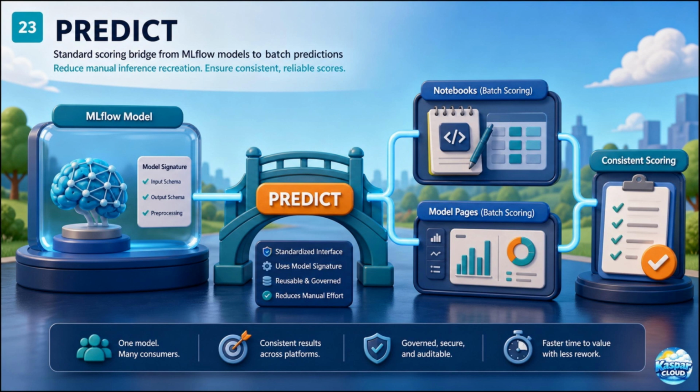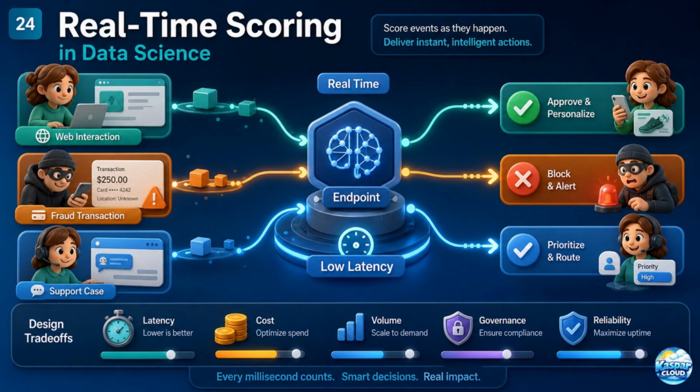It supports batch predictions directly from notebooks or model item pages, and it works with several common model flavors when models are saved in MLflow format with model signatures. This reduces the gap between experimentation and operational use. Instead of manually recreating inference logic each time, teams can use a more consistent scoring approach that fits naturally into Fabric's model management experience. Real-time scoring addresses a different business requirement.